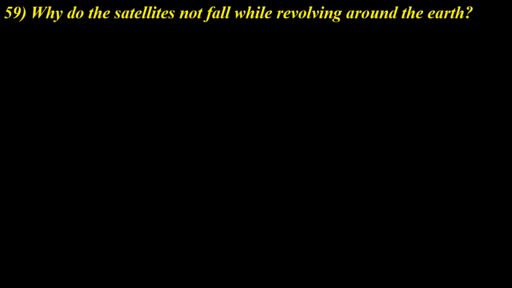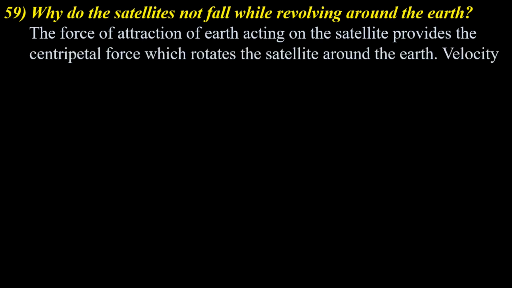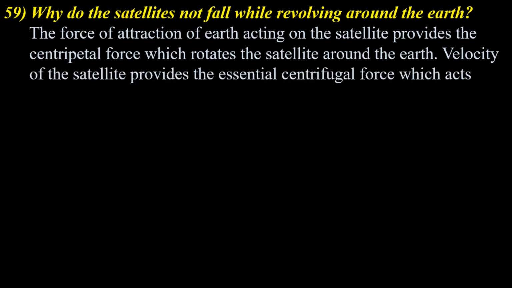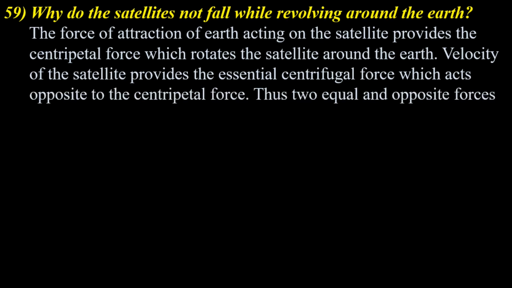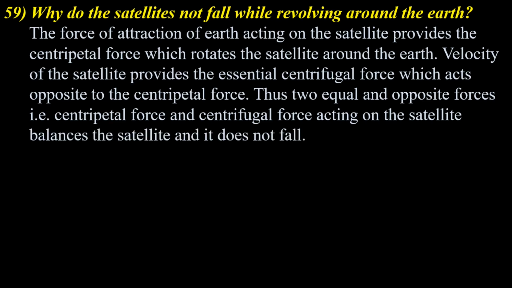Next, why does a satellite not fall while revolving around the earth? The force of attraction of the earth acting on the satellite provides the centripetal force which rotates the satellite around the earth. Velocity of the satellite provides the essential centrifugal force which acts opposite to the centripetal force. Thus, two equal and opposite forces, the centripetal force and the centrifugal force acting on the satellite, balance the satellite and it does not fall. Very interesting.